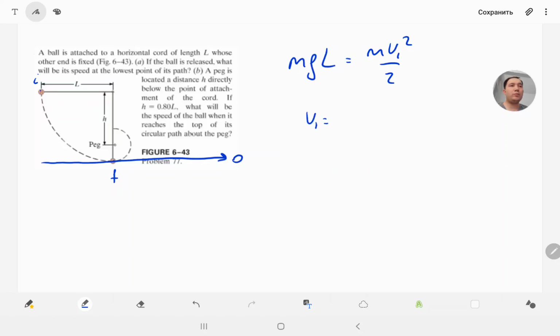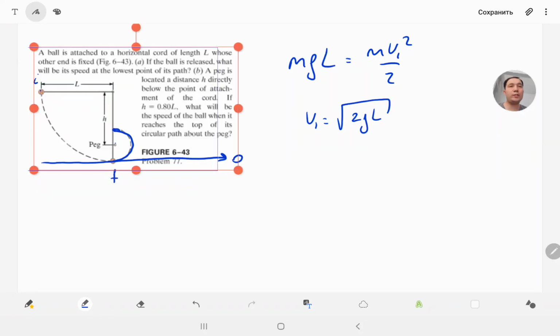So V1 equals the square root of 2 times gravity times height, L. And now the second question. A peg is located at distance h directly below the point of attachment. What will be the speed? So this is the trajectory of the ball, yes? Because here we have a peg. So now we should find what we need to find.